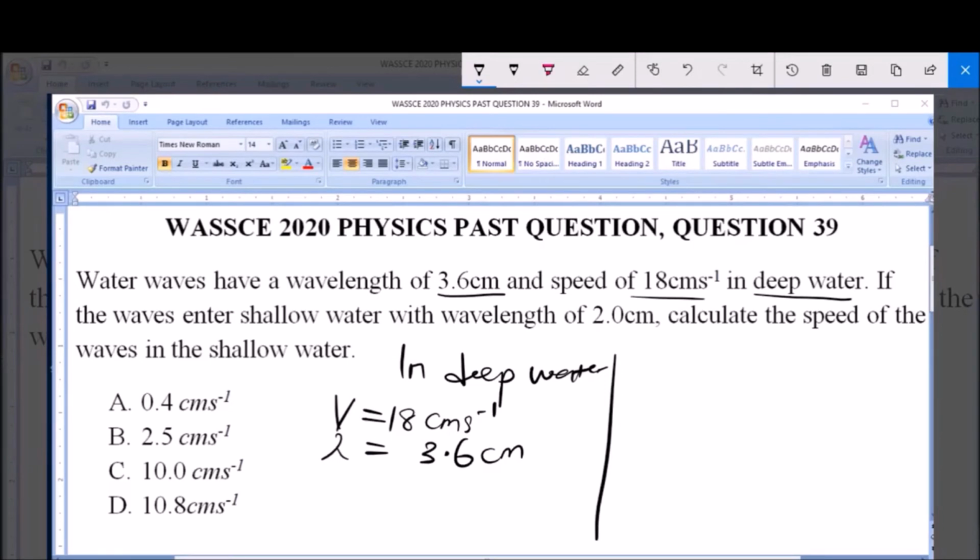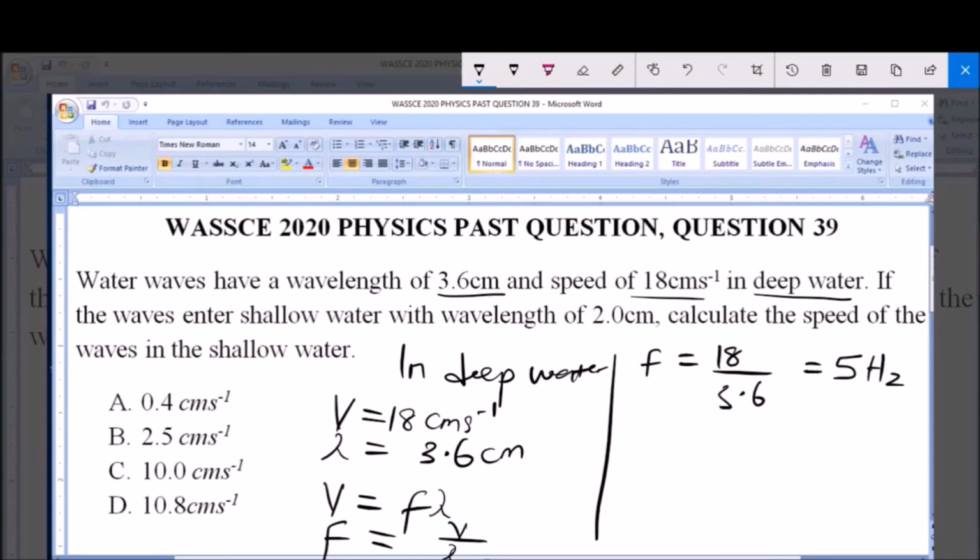So for us to find the speed of the wave in shallow water, we have to find the frequency first, and we can only find the frequency using the wavelength and the speed in the deep water. And we know that V is equal to F lambda. Now F, frequency, is equal to V over lambda, that is the speed of the water wave over the wavelength. So we have that F is equal to 18 over 3.6, and this is equal to 5 hertz, or you can call it per second. So we've gotten the frequency.